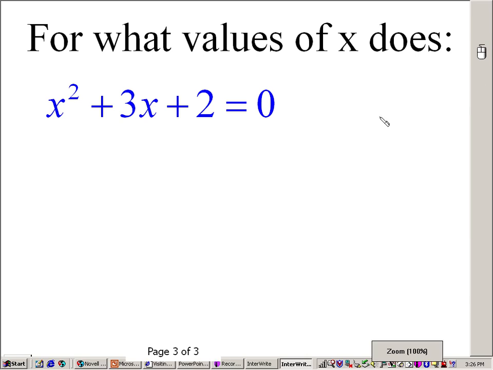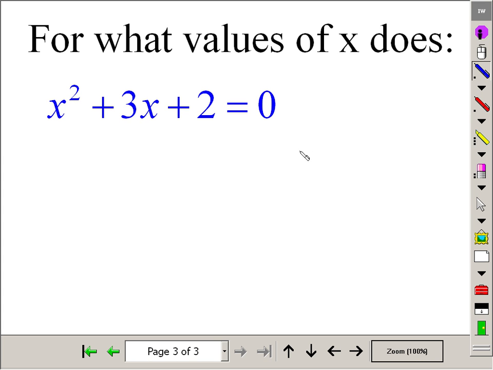How about something like this, though? X squared plus 3x plus 2. Let's copy this equation down again. X squared plus 3x plus 2. What I want you to understand here is that this is a quadratic. There are two ways to do it. One, with the quadratic formula.